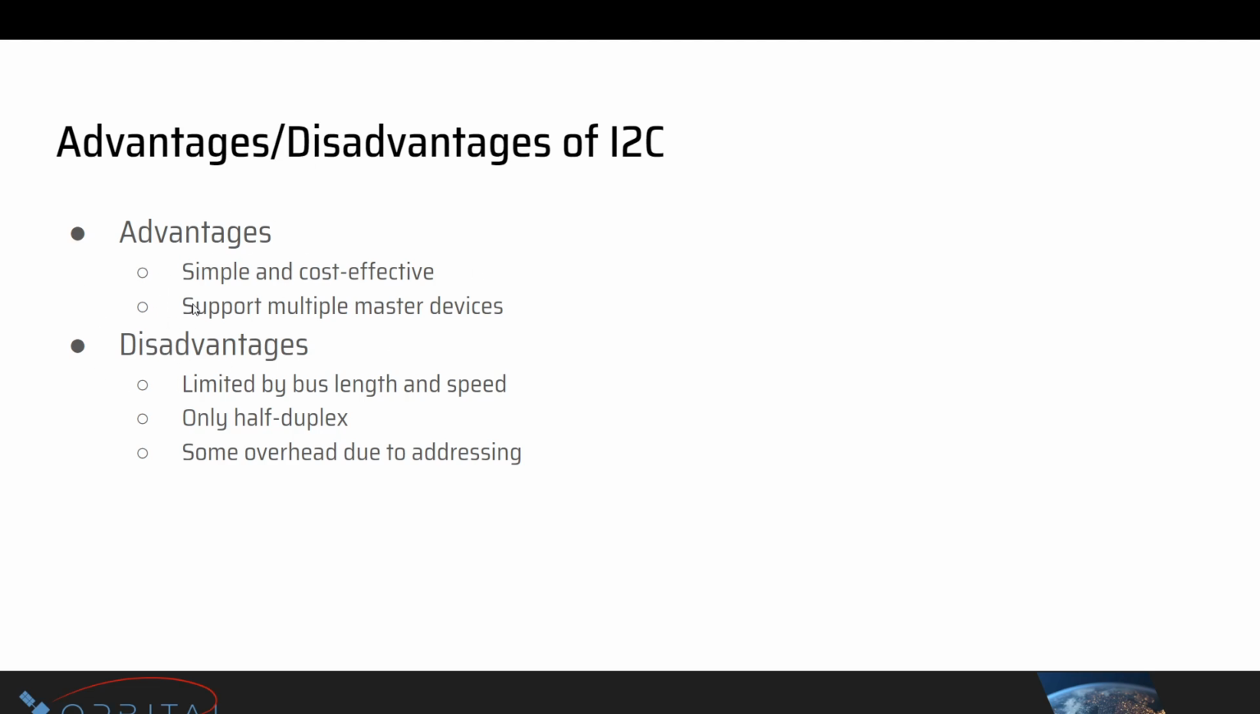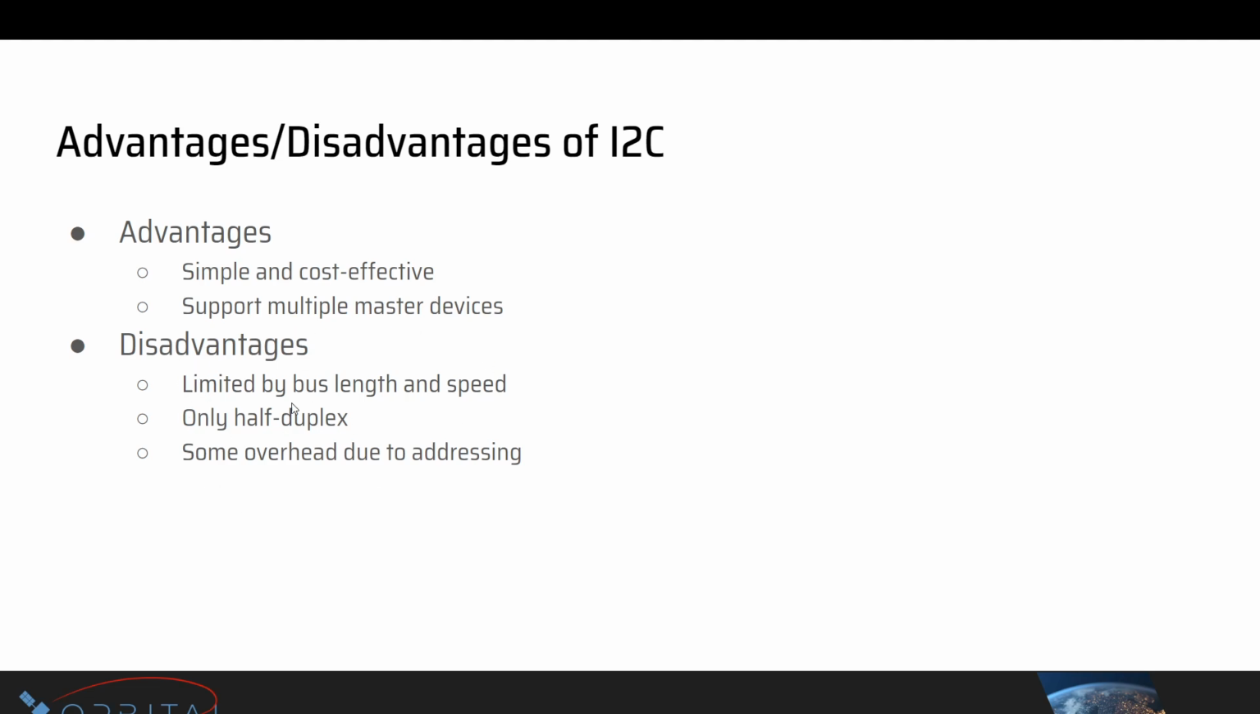Advantages and disadvantages. So again, I2C is pretty simple and cost effective to implement. It's just 2 wires, and it can also support multiple master devices. And if you're doing electrical, since it's only 2 wires, it's easy to route.